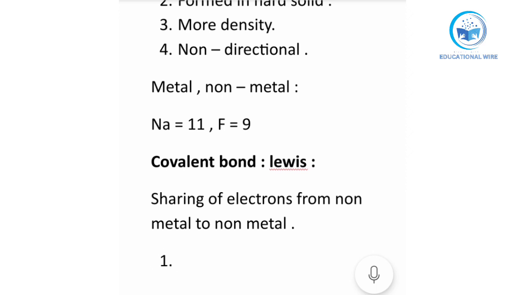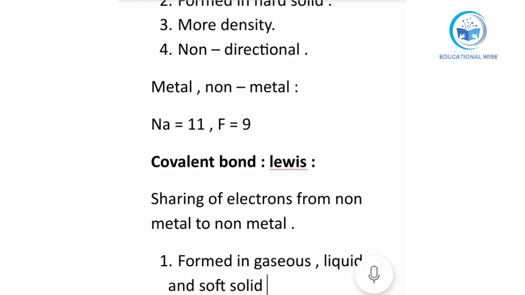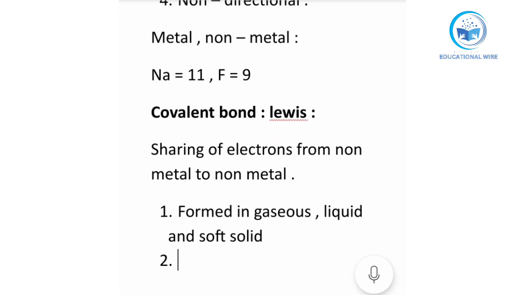An ionic bond is formed as a hard solid because it has charges. But a covalent bond doesn't have charges, it has a lack of charges. So it is formed in gaseous form, in liquid form, and as a soft solid, not as a hard solid. Okay, formed in gaseous, liquid and soft solid.